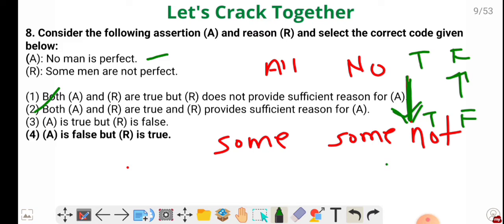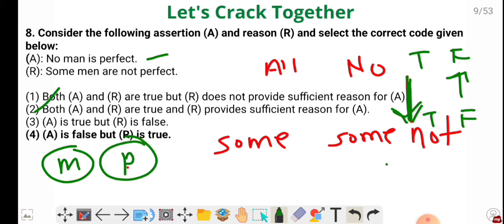Means if no man is perfect, how can we say that some men are perfect or some men are not perfect? So option A is correct here. Both are true, but R does not provide sufficient reason.